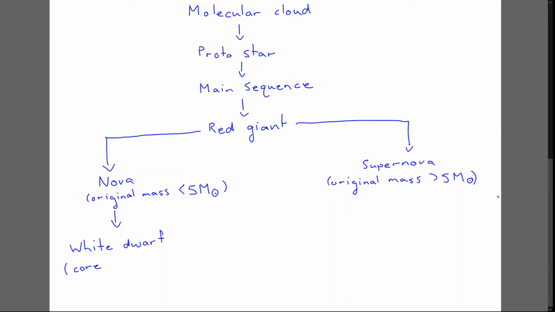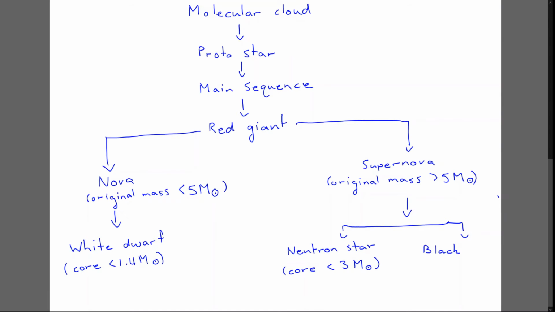If it's a supernova, there's 2 options. We can be left with a neutron star or a black hole. If that core is less than 3 solar masses, we're left with a neutron star. And if that core is greater than 3 solar masses, we're left with a black hole, where all of the matter collapses into a single point of infinite density known as a singularity. Some interesting stuff can happen there, but that's beyond the scope of this video.